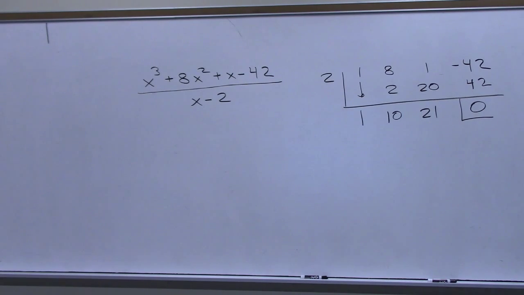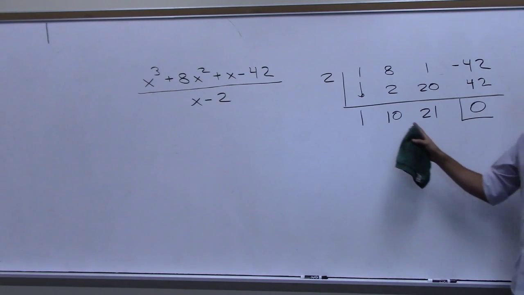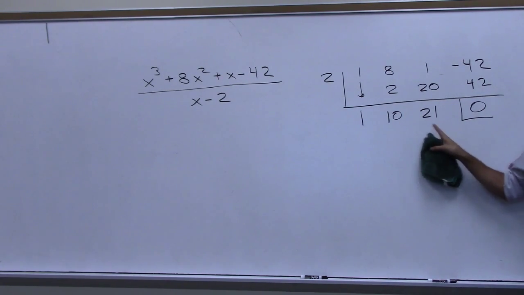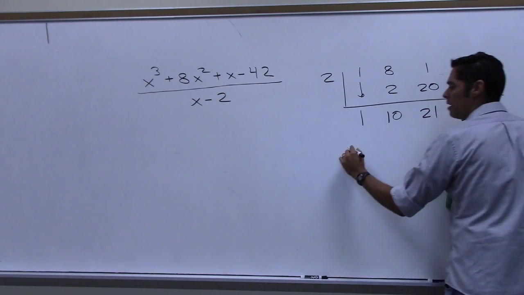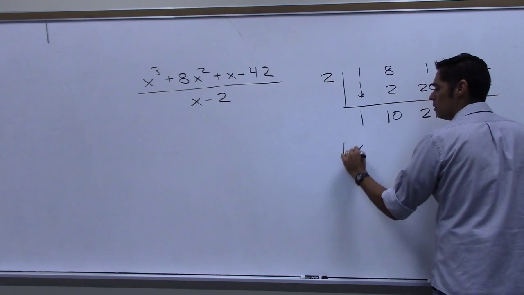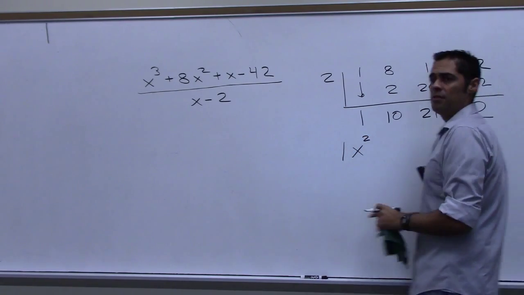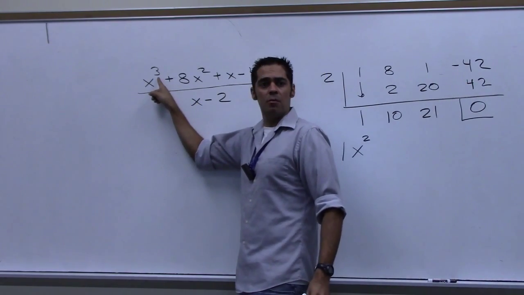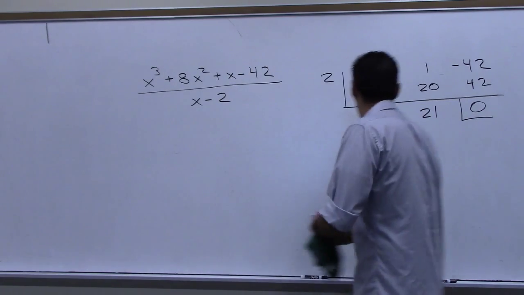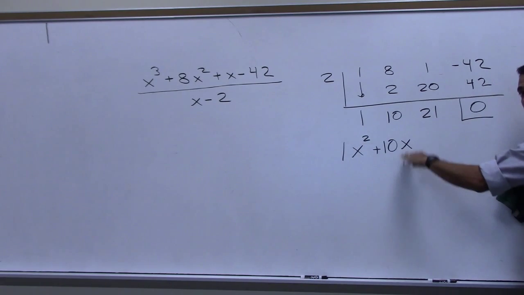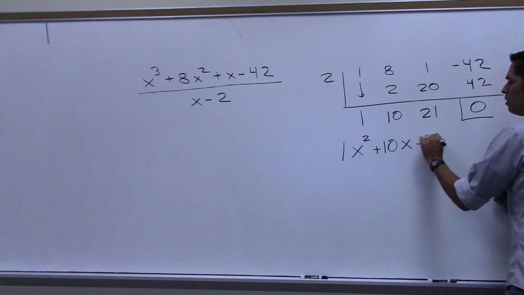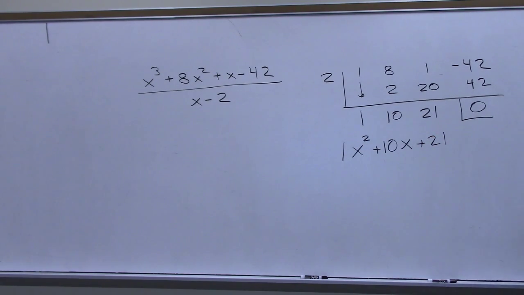And now remember what this allowed us to do. With these three numbers, that actually represents our answer, doesn't it? So it's going to be a 1 sitting in front of x to what power? Squared, because we always go 1 power less than what's up here. And then we have plus 10x, so the power comes down. And then plus 21, so the power comes down again, right?